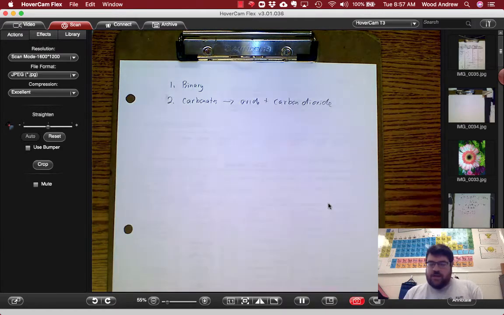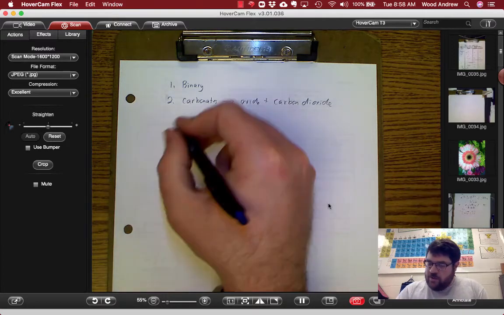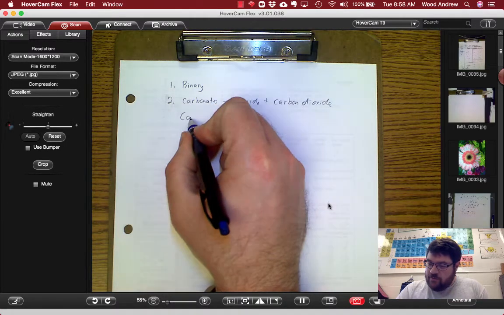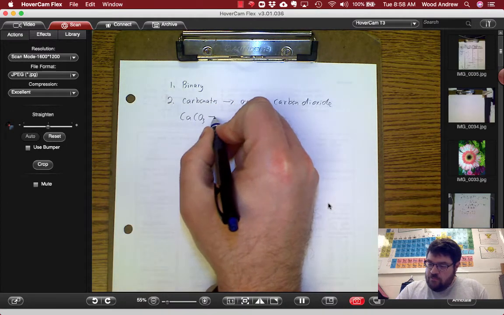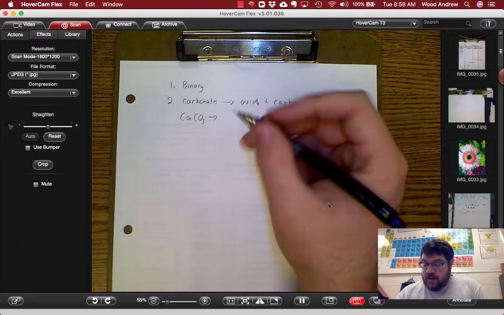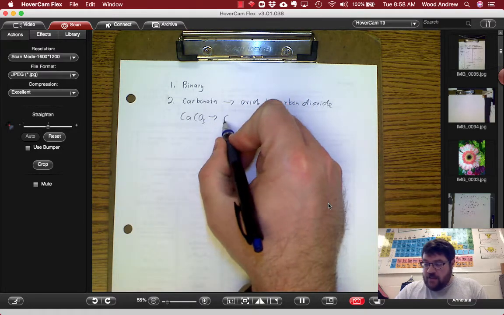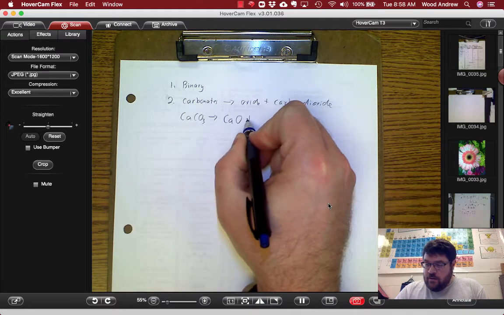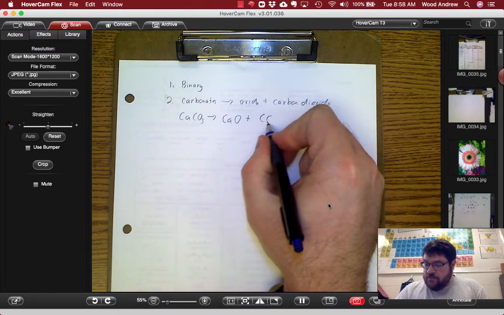Well, what does that mean? Well, take a carbonate. The example they use there at the beginning, calcium carbonate. Given the right set of circumstances, usually adding heat, carbonates break down into an oxide, in this case calcium oxide, and carbon dioxide.